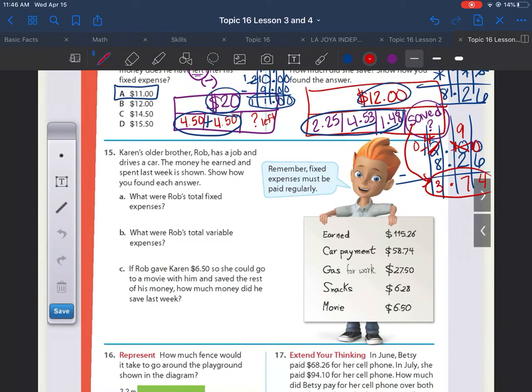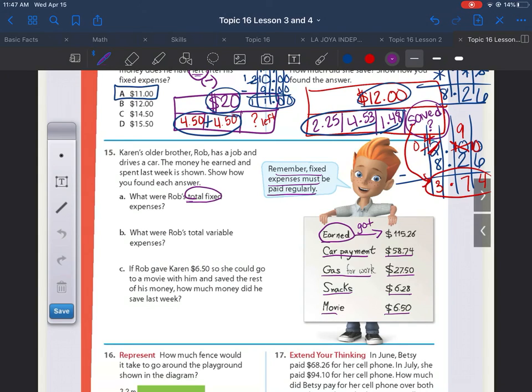Question number 15. Karen's older brother Rob has a job and drives a car. The money he earned and spent last week is shown. Show how you found each answer. Remember, fixed expenses must be paid regularly. So let's look at our table. This is how much he earned. So remember that he works, he has a job. So this is the amount he earns. This is what he got. He gets $115.26. He has to pay the car payment, gas for work, snacks, movie.